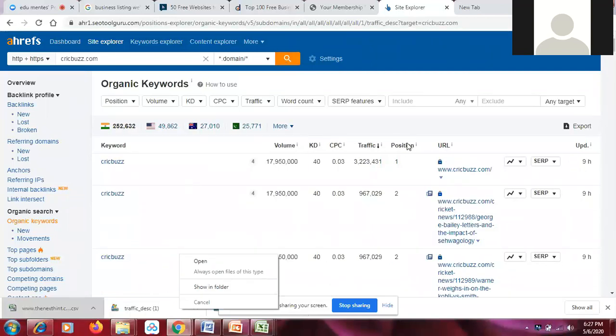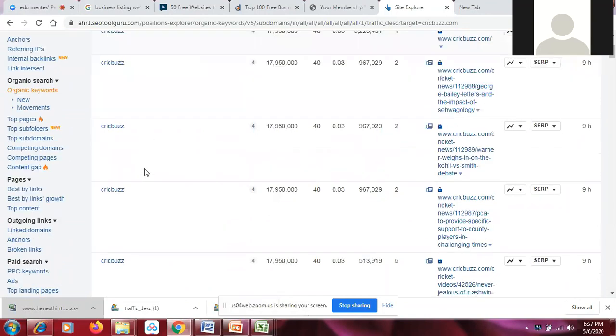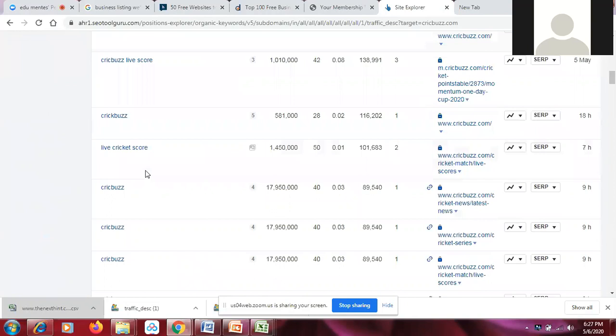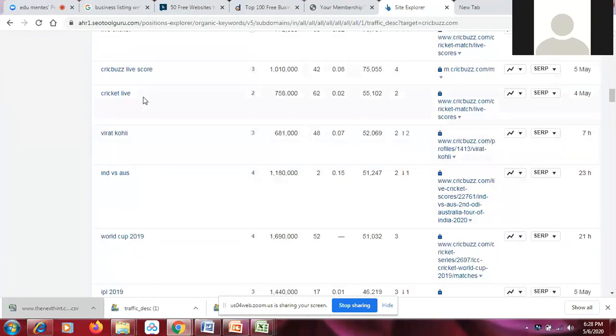So ClickBuzz is ranking 1 in ClickBuzz, the search volume of its website. ClickBuzz is a brand name, and if you are thinking that okay, the keyword difficulty is just 4, so you can rank it, then you cannot rank it because it is a brand name keyword. So ClickBuzz is using ClickBuzz Live, Cricket Live. Okay, we can go for Cricket Live.